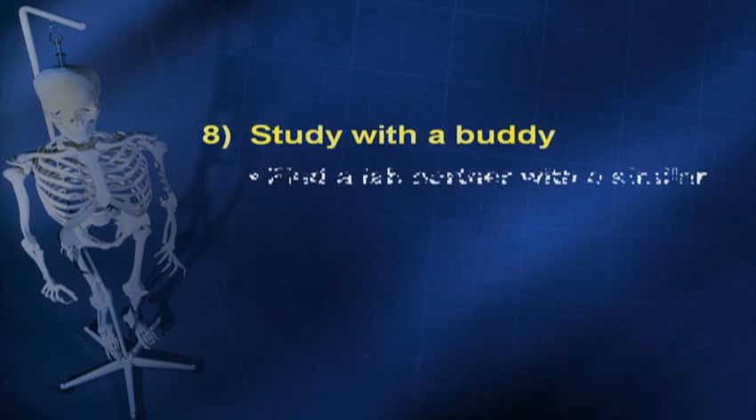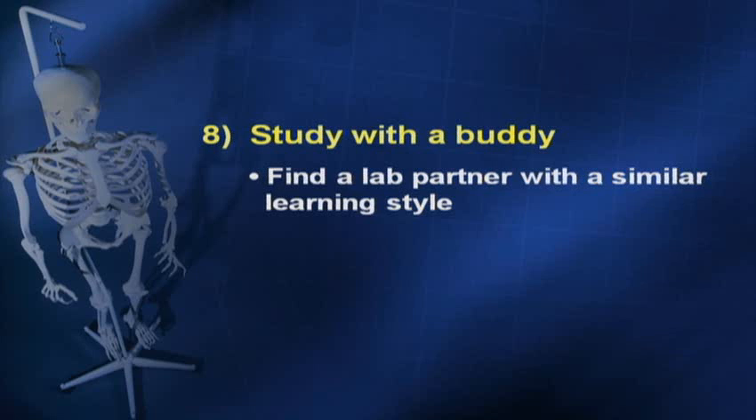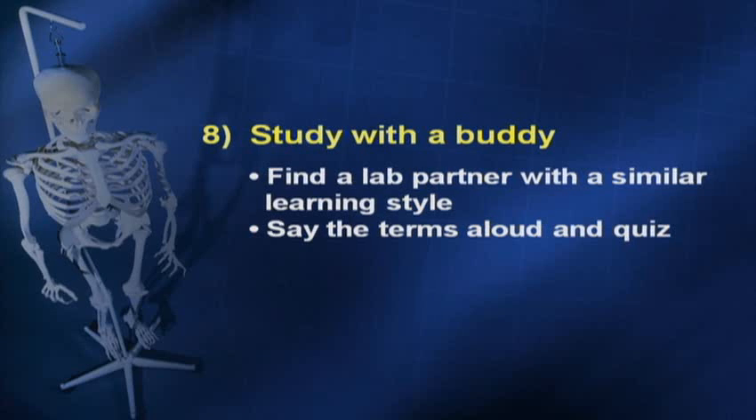Number 8 says study with a buddy. For this one, you want to probably find a lab partner with a similar learning style as you. If you're a very visual learner, for example, and one of your study partners in the lab is also a very visual learner, you might want to pair up and study together outside of class. It'll also help keep you very motivated in going through all the things you need to learn for the skeletal system. What you want to do is say the terms aloud and quiz each other. Again, active learning, being engaged in the learning process. That's very important.